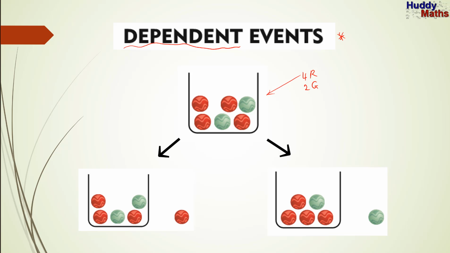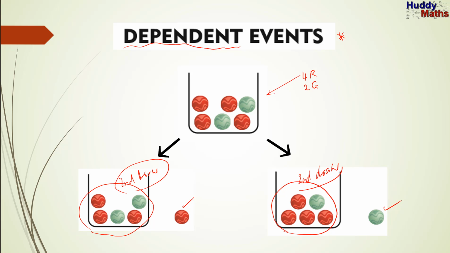Okay, now if we do a draw, we could draw a red, or we could draw a green. So how do we make an event dependent? Once we've taken that out, what if we don't replace it? Let's have a look at what happens here. If we now take a draw, let's do a second draw based on that. And over here, the same thing. We've taken out a green. We would be doing a second draw on this one. What do you notice? What do you notice about these second draws?